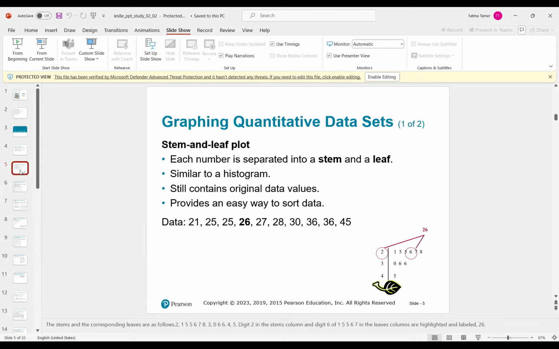So the first one is the stem and leaf plot. This is a useful tool for graphing quantitative data sets. Each number is separated into a stem and a leaf, similar to a histogram, and it still contains the original data values and provides an easy way to sort data. For example, if you have data 21, 25, 25, 26, 27, you look at the numbers starting with 2, so that will be the stem, and the leaves will be 1, 5, 5, 6, 7, 8. They're all starting with 2.